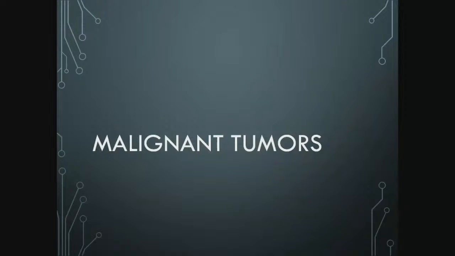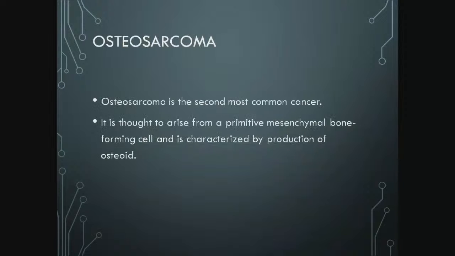Now we come to two important malignant tumors, that is the osteosarcoma and the Ewing sarcoma. Osteosarcoma is the second most common bone tumor, the first one being basically secondaries to the bone from the liver, the prostate, the breast. It arises from the primitive mesenchymal bone forming cells. It is characterized by rapid and aggressive production of osteoid in the bone.